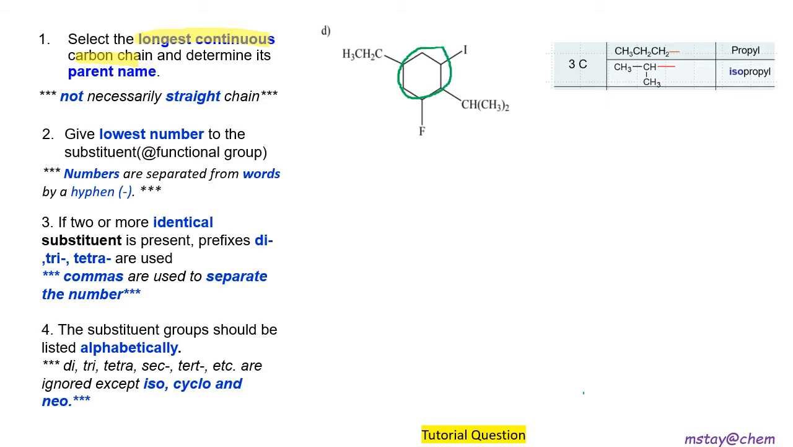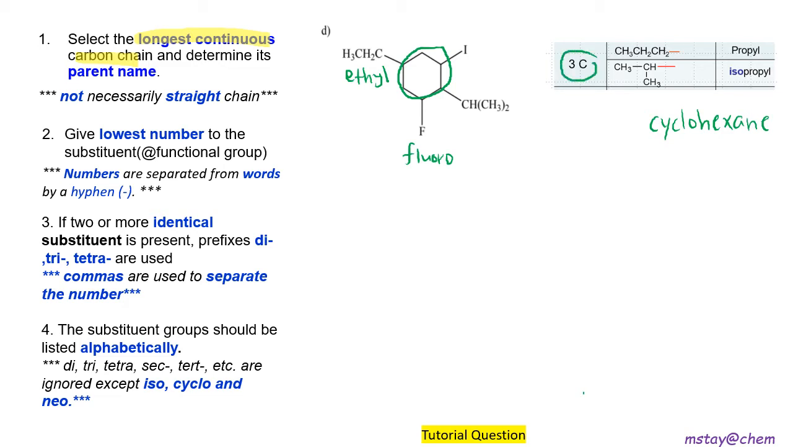So now the rest will be the cyclohexane as the parent, because this is the hexagon. Then now we need to give the names to the substituents. This is ethyl because it has 2 carbons. This is fluoro, and then here all together there are 3 carbons.